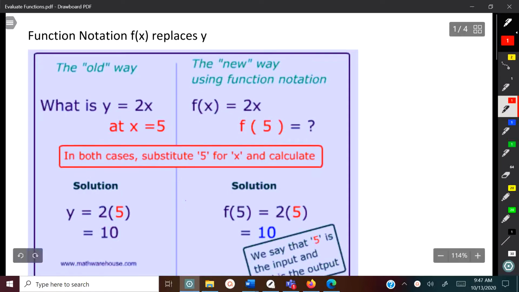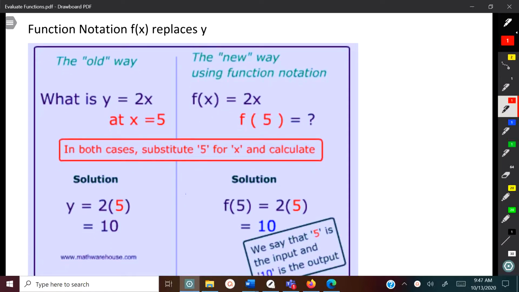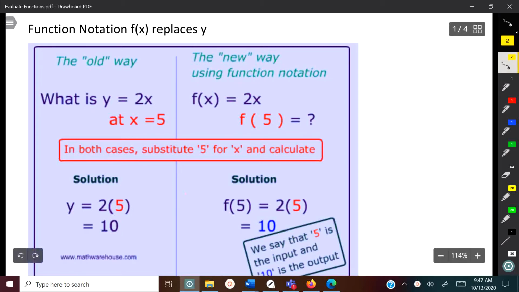So here you see the old way, in just regular standard form, is to have a regular function where you have an x and a y. You'll have y is equal to 2x, and they want to know what y would be if you plug in 5 for x. So you'll plug in 5 for x, and 2 times 5 is 10, and that means y is equal to 10.